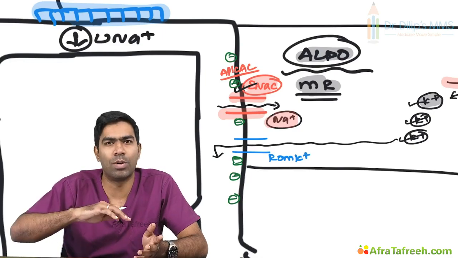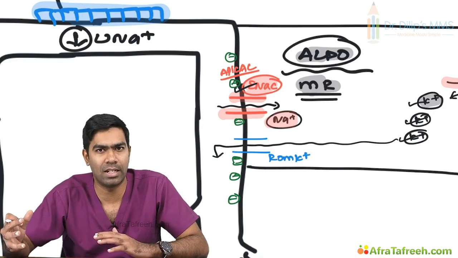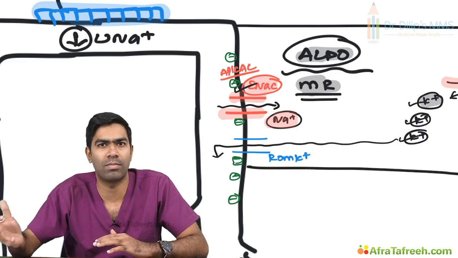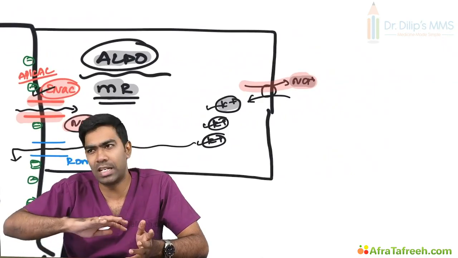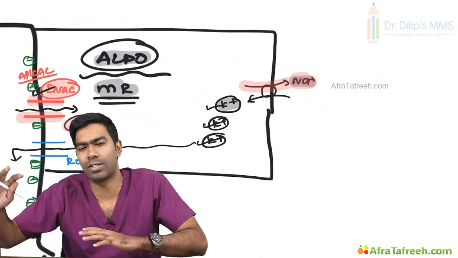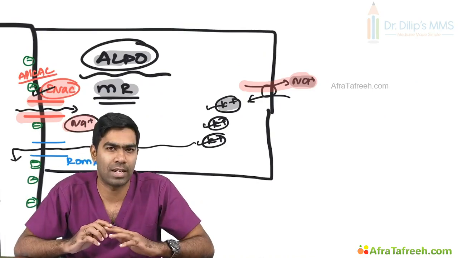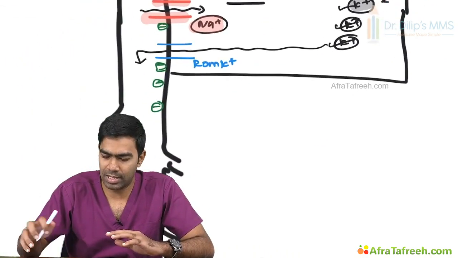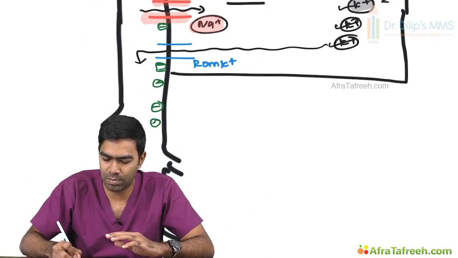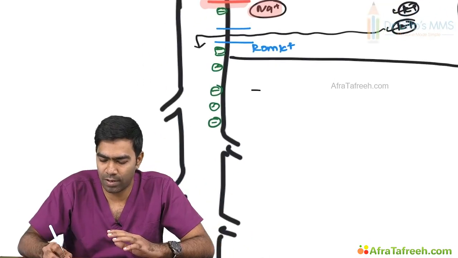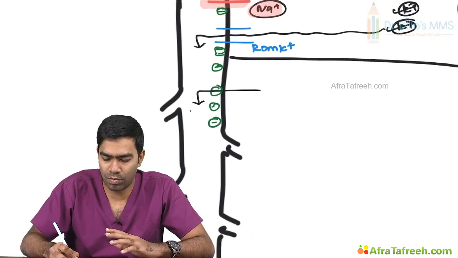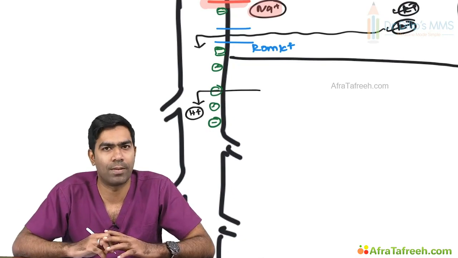So which means this movement of sodium inside the cell is important for the movement of potassium out of the cell. Which means whenever you have increased sodium reabsorption, you are going to result in increased potassium secretion as well. And this creation of negative charges by movement of sodium into the cell is also important for movement of hydrogen ions out of the cell.